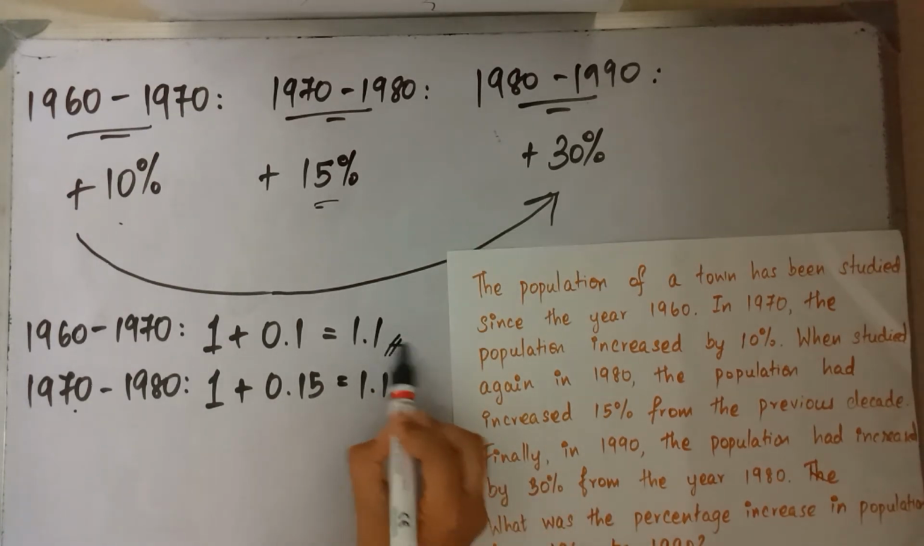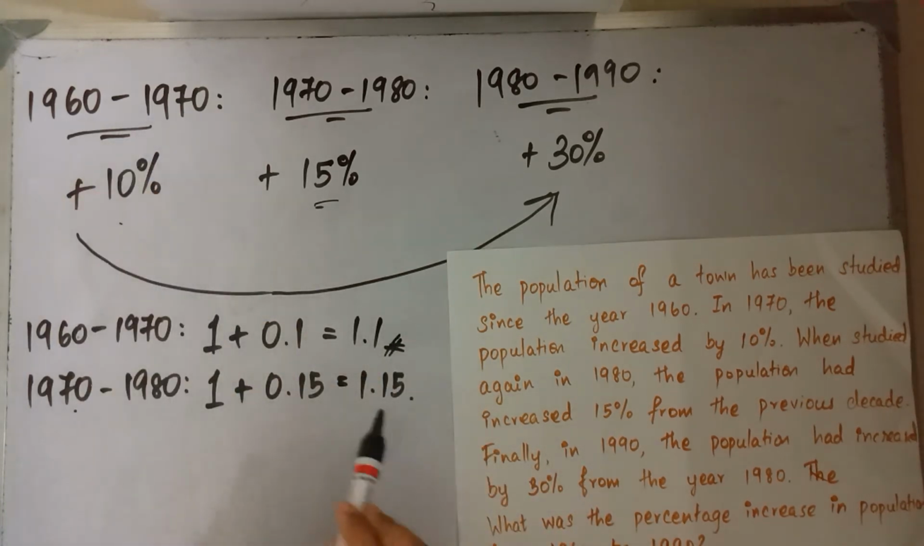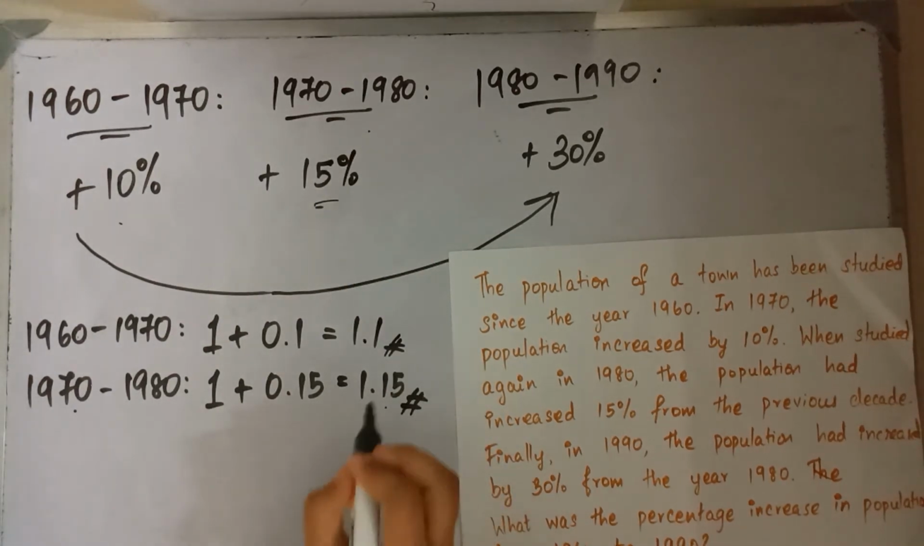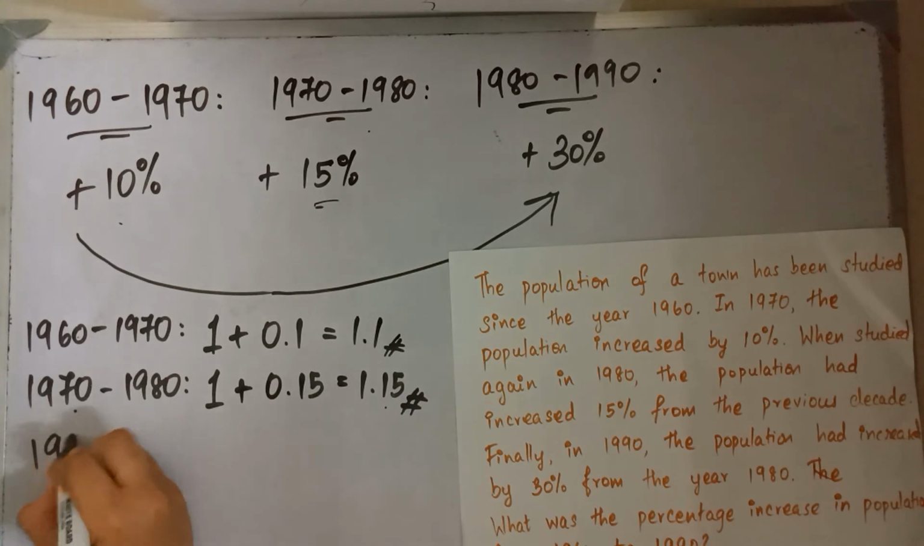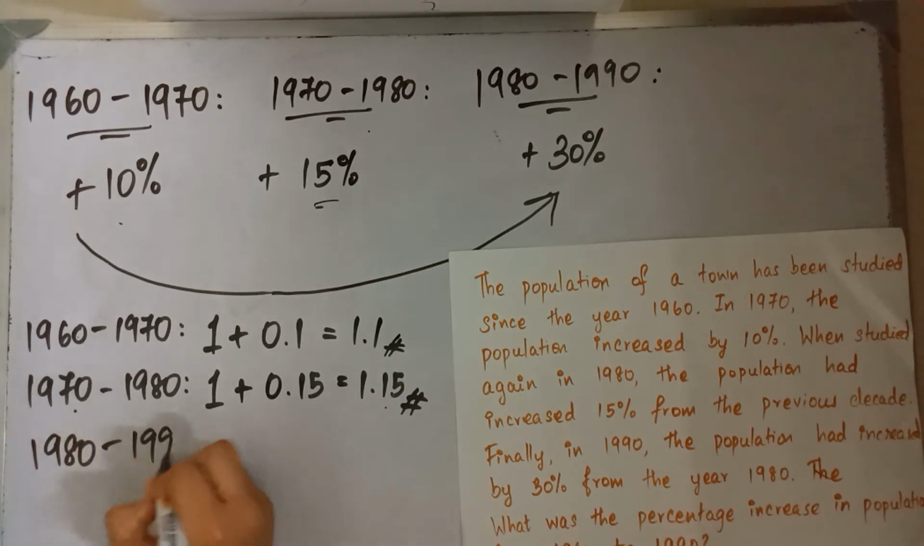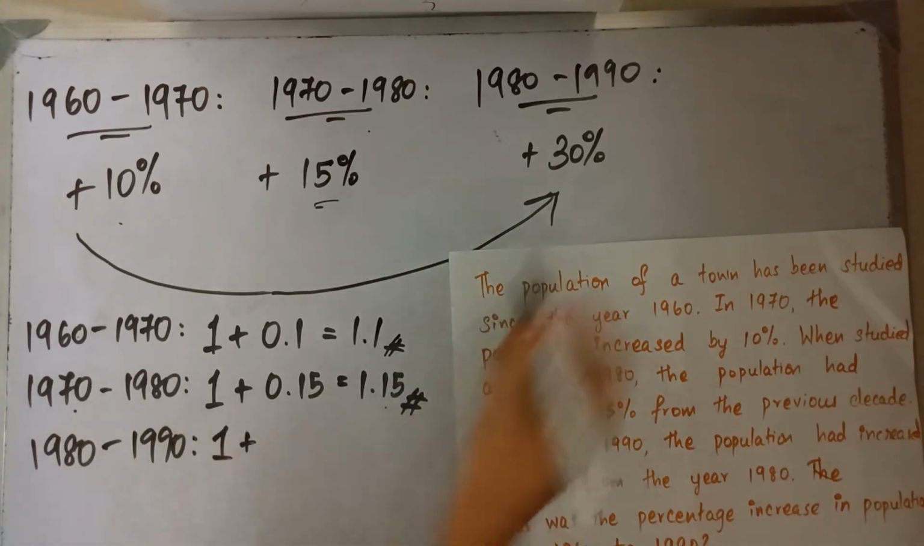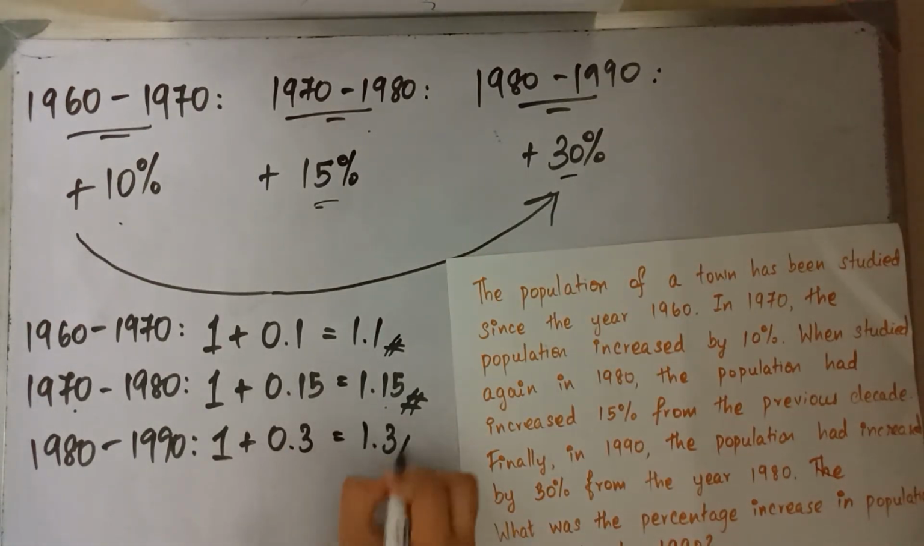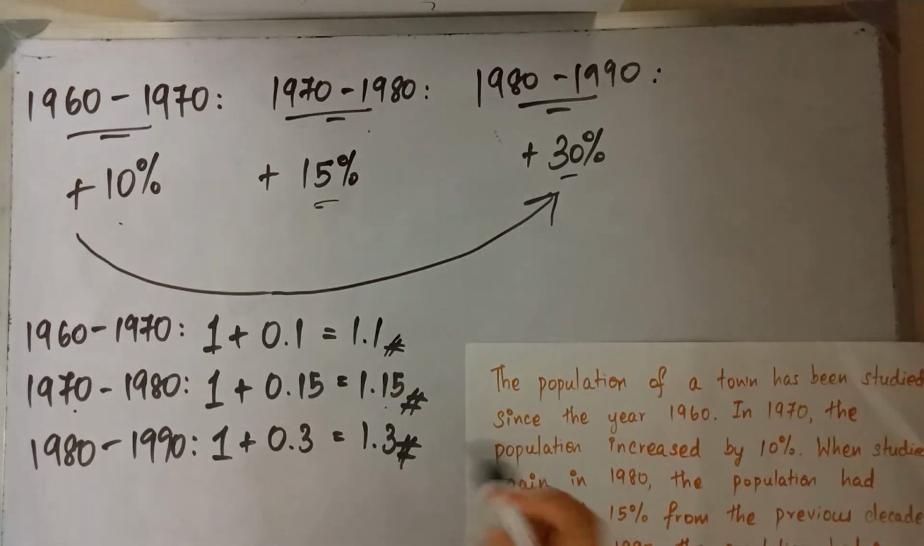So this is the multiplier in this period, and this is the multiplier in this period. We are taking it individually first. We are not taking it totally. 1980 to 1990 will be 1 plus 30%, and that is 0.3. We have 1.3.